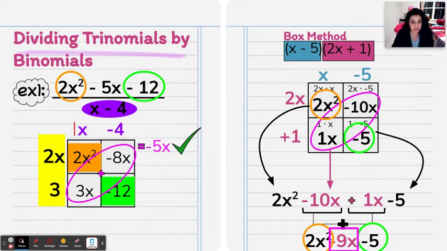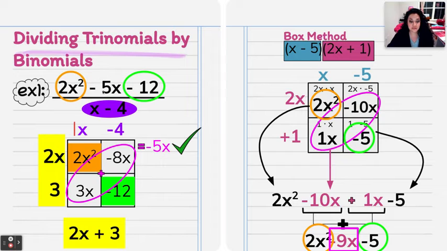So for my answer, I take the sides that I figured out of this little puzzle, and my answer is 2x plus 3 is the binomial. So when 2x squared minus 5x minus 12 is divided by x minus 4, we get 2x plus 3.